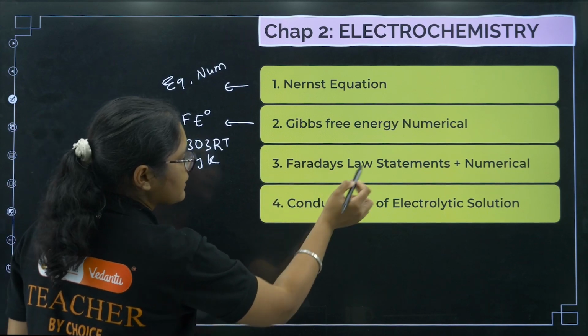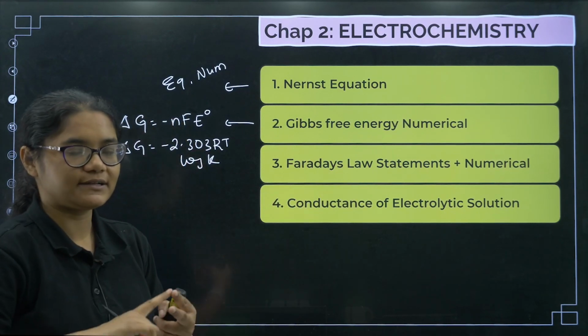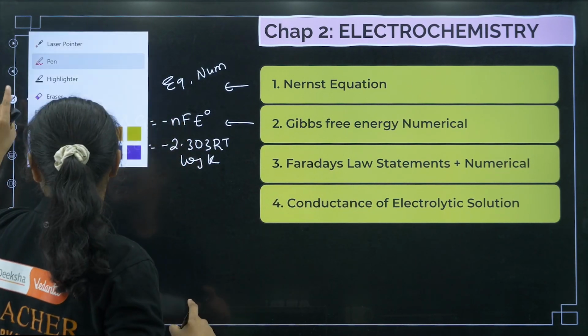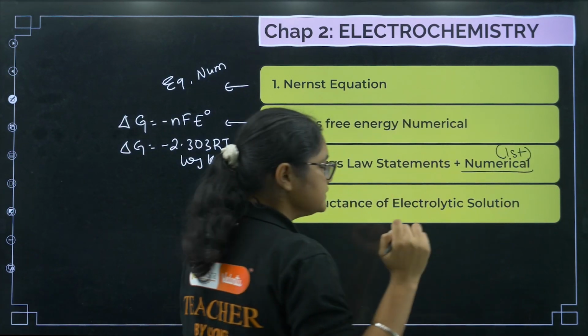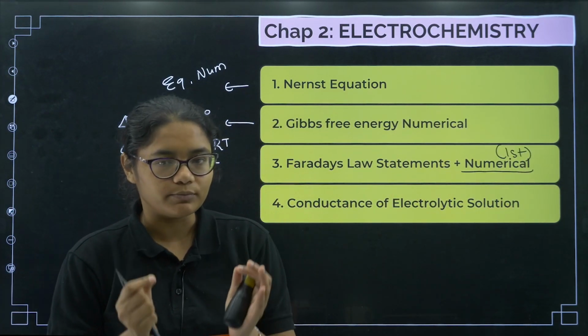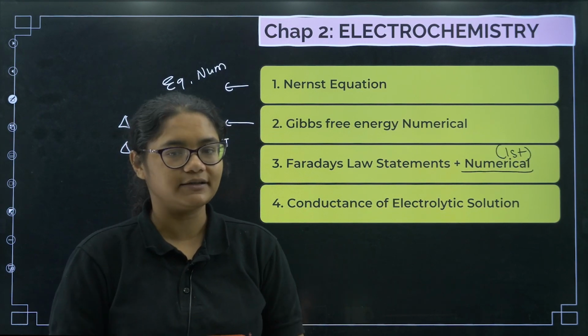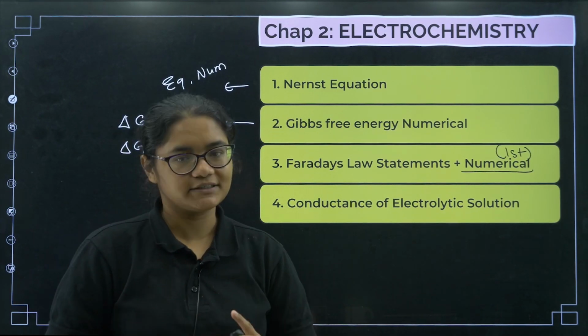Okay, next coming to Faraday's law, both the first law and second law statements you should be knowing. And for numericals, prioritize the first law numericals, meaning you give more importance to the numericals from the first law, and once that is done, you can go for the numericals of the second law.